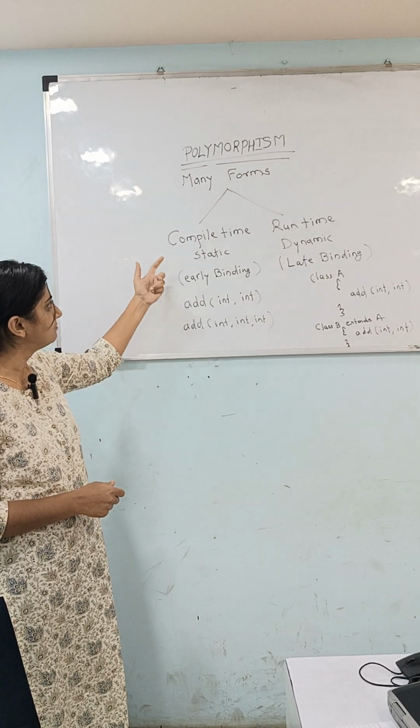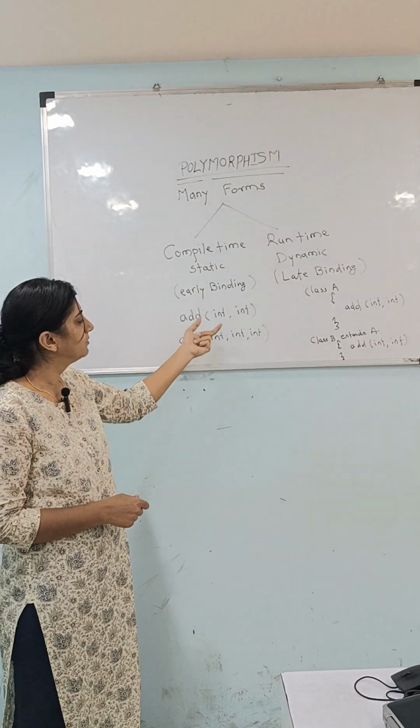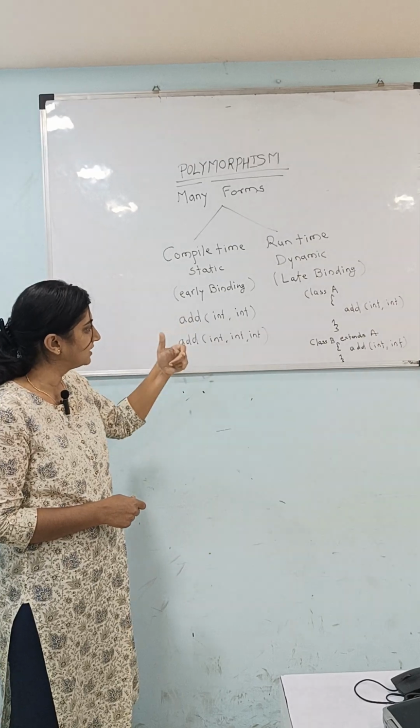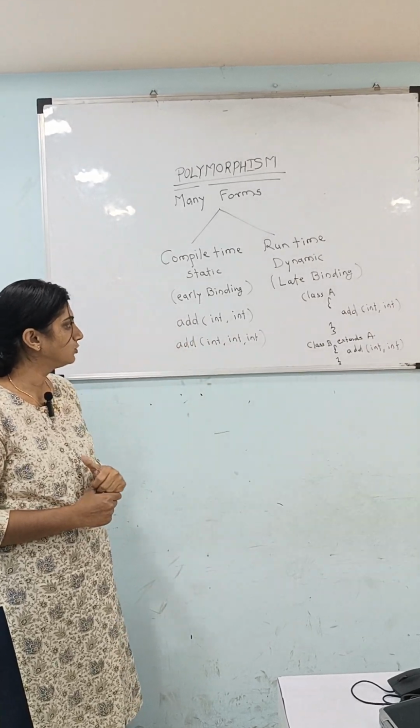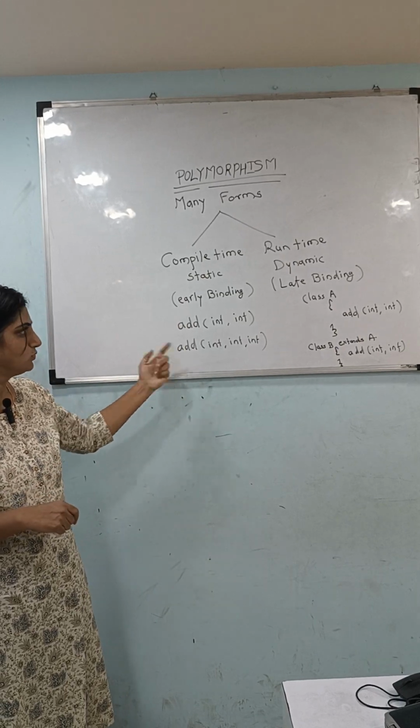We can achieve compile time polymorphism in three ways: by differing the number of arguments, by differing the data type of the arguments, and by differing the sequence of the arguments which we are passing to that method.